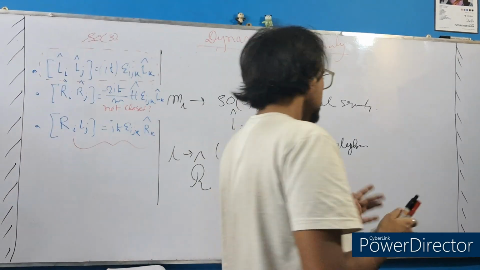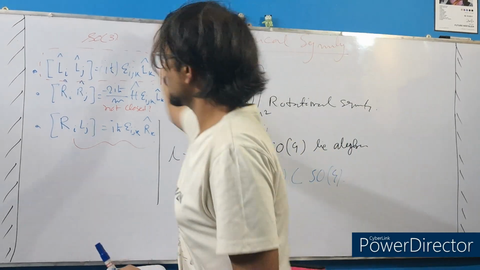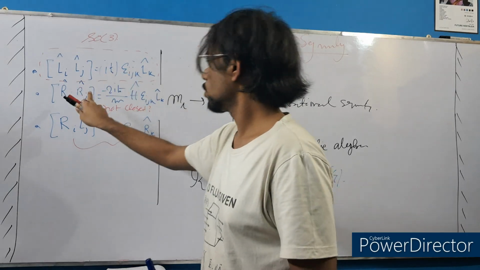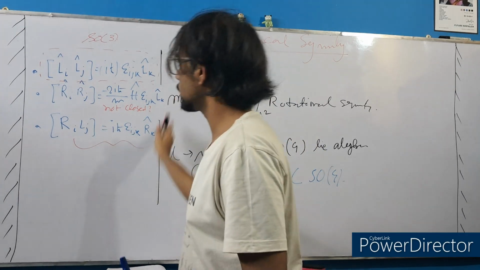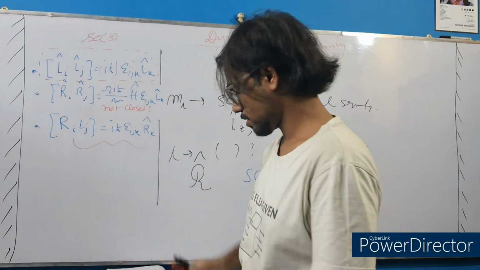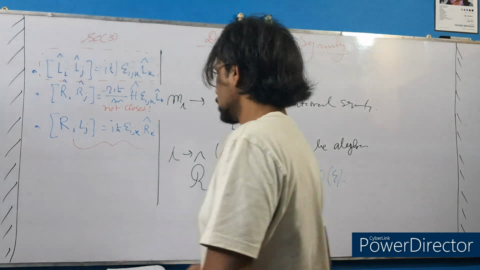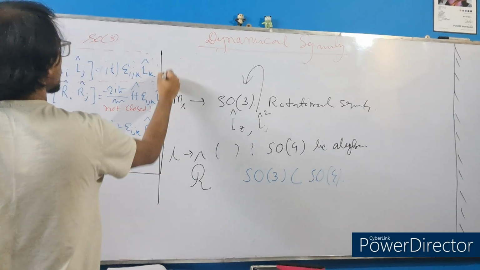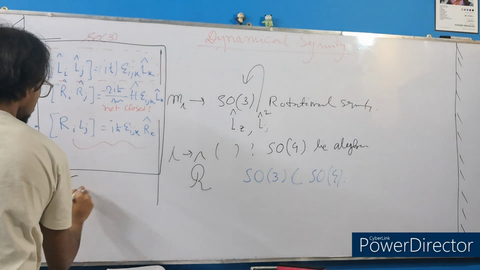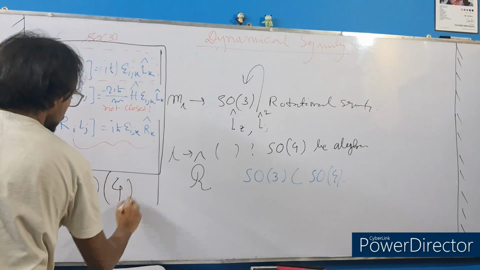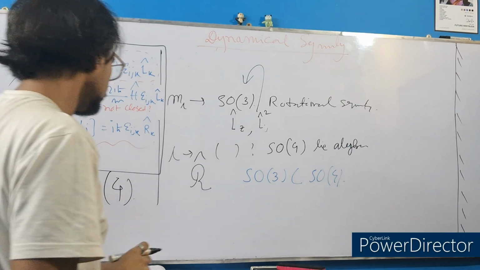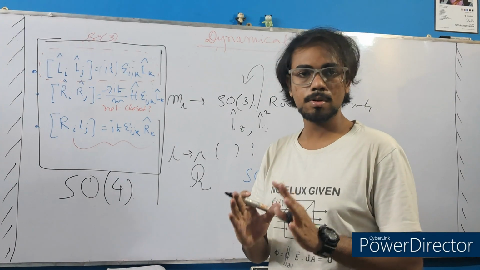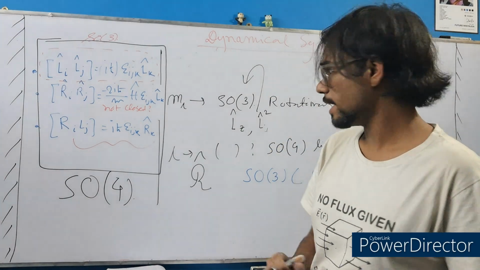So we will claim that this entire thing is closed. Not this separately, not this, but this entire thing will represent the SO4. This entire thing is SO4. I hope you are getting some kind of an idea here.